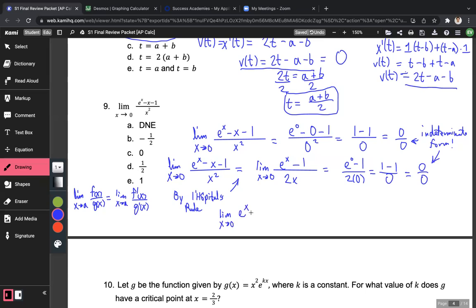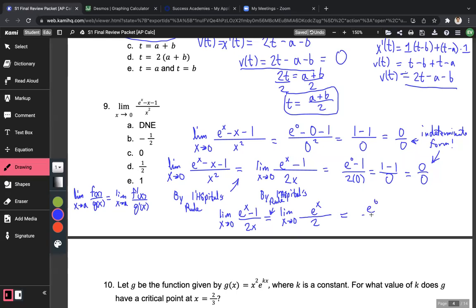So now I'm saying that the limit of e to the x minus 1 over 2x by L'Hopital's rule a second time is going to equal the limit as x goes to 0 of the derivative of the numerator, which in this case is just going to be e to the x, over the derivative of the denominator, 2. I'm going to write by L'Hopital's rule one more time, just because I want to be in the habit of it and justify that. All right, let's try direct substitution one more time, see if it works.